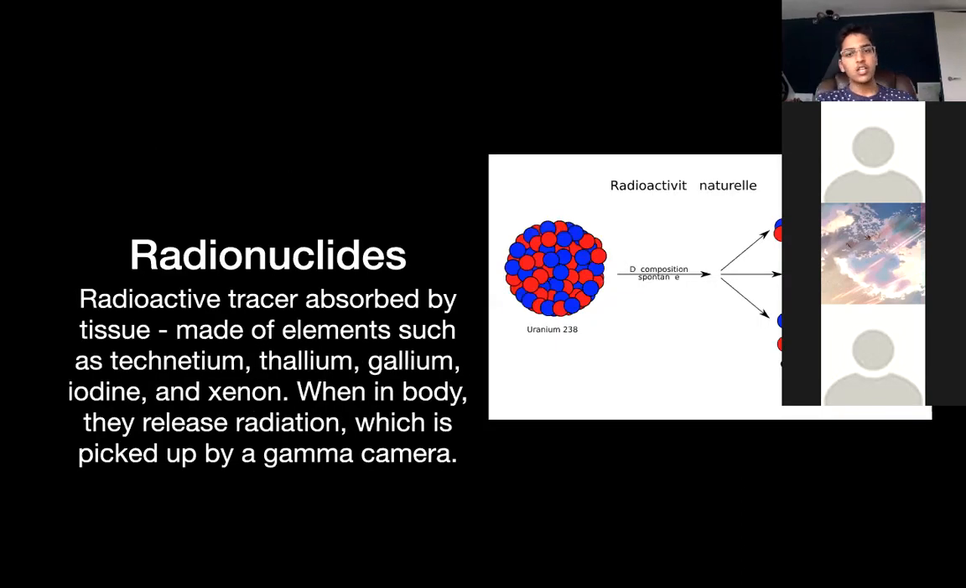So now we're going to talk about radionuclides, and don't worry about the heavy physics of this. That's not what we're talking about. The diagram on the right-hand side just shows gamma radiation, but a radionuclide is a radioactive tracer which is absorbed by tissue. Now, these are normally made of elements such as technetium, thallium, gallium, iodine, and xenon.